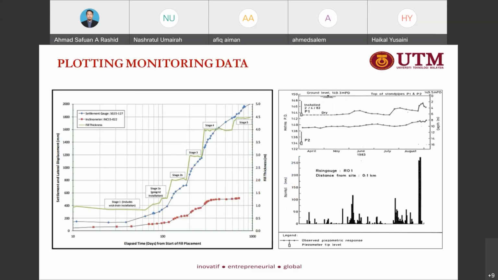So this is how they plot the data: settlement gauge, inclinometer, and at the same time the field thickness value, to monitor and make sure that there will be no large movement due to the filling process. So they need to measure, and if there is a large movement, they need to stop the filling process.